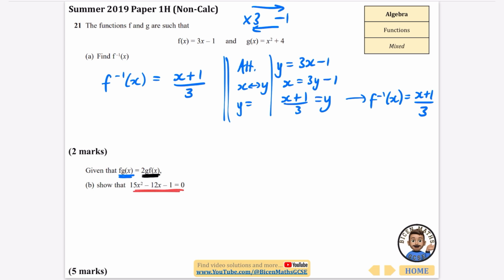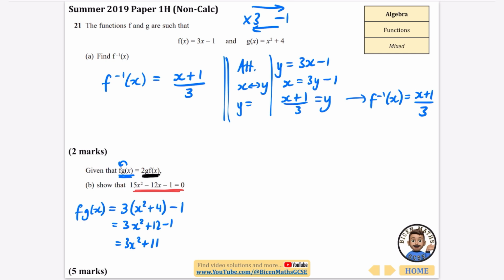So f of g of x means take g of x and put it inside f. f is 3x minus 1. So instead of putting x, I'm going to put x squared plus 4. So that's my 3x part of f of x, and then it's minus 1. So that is 3x squared plus 12 minus 1, or 3x squared plus 11.